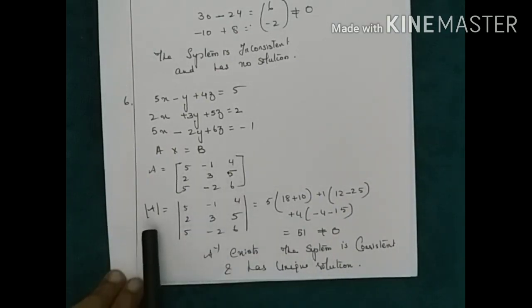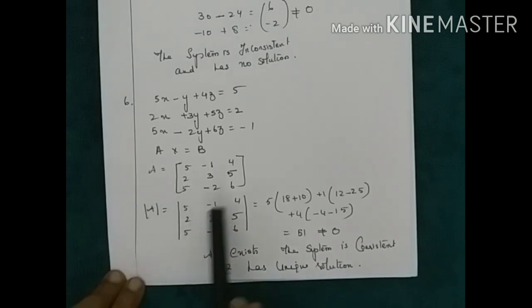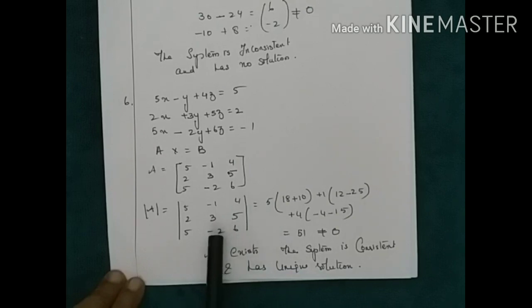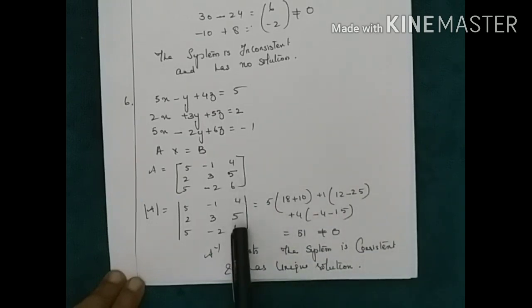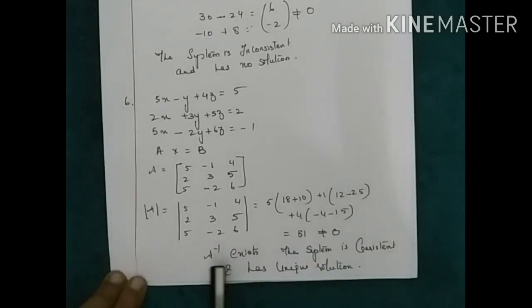So you have to find the determinant of it. So 5 into 18 minus 10 will become plus 10. Minus 1, this will become plus 1. 12 minus 25, plus 4. Minus 4 minus 15. So if you calculate, I think you are getting it as 51. That is not equal to 0. So A inverse exists. If it is not equal to 0, A inverse exists. The system is consistent and has unique solution.